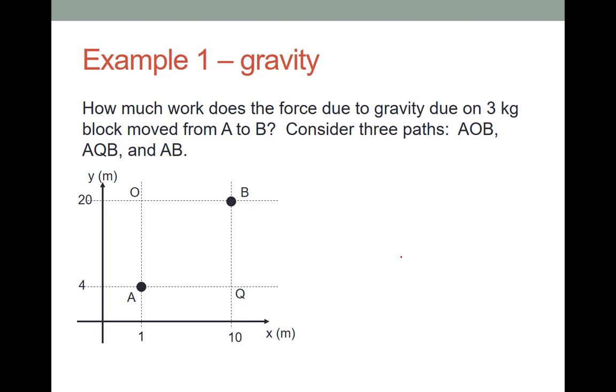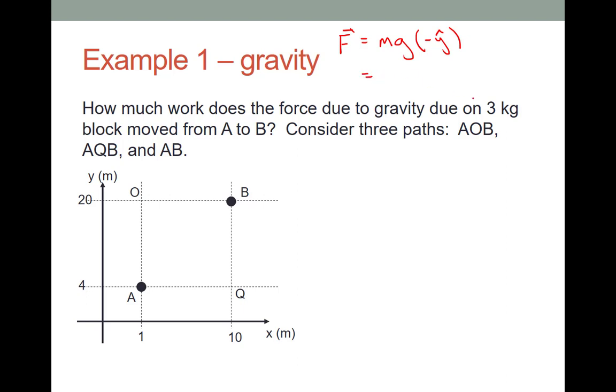So the first force is just the force due to gravity. And we're going to look, as I said, at the 3 different paths: from A up to O, then across to B; A across to Q, then up to B; and then going directly from A to B along the diagonal. First thing we're going to do is write down what this force is. So the force in this case is the force due to gravity. And it will have a value of mg and will be directed in the negative j hat direction.